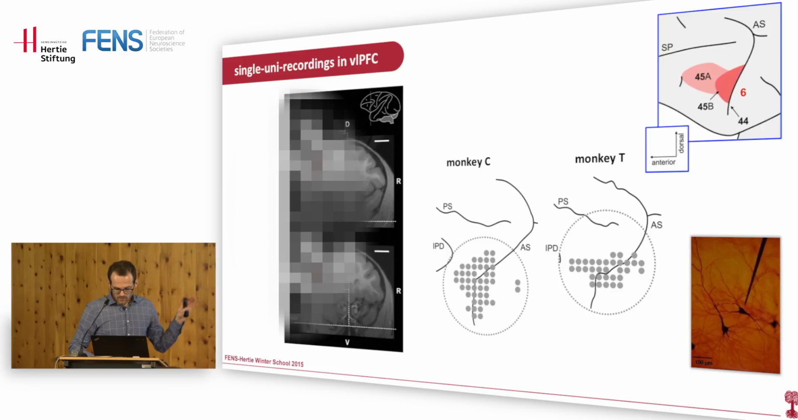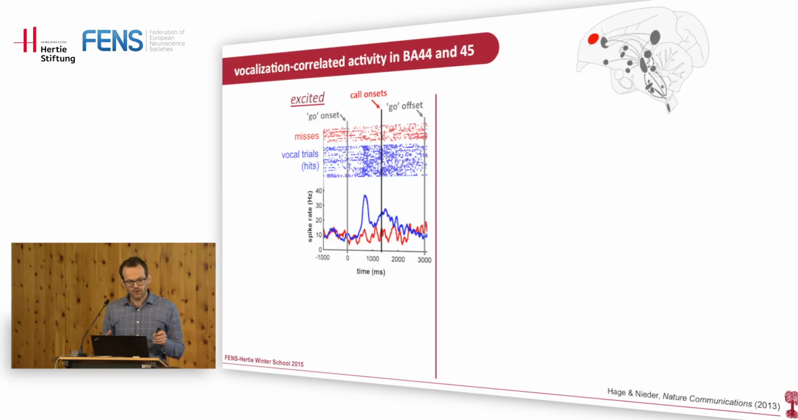And actually about 150 neurons from these 1,000 neurons showed vocalization-correlated activity within this region, and this is one of these candidates. This is the activity of a single neuron in response to these vocal trials. The blue trials are the trials where the monkeys produce the vocalization. They are aligned to the onset of the go stimulus. And the red trials are the trials where the monkeys did not produce a vocalization, so these missed trials.